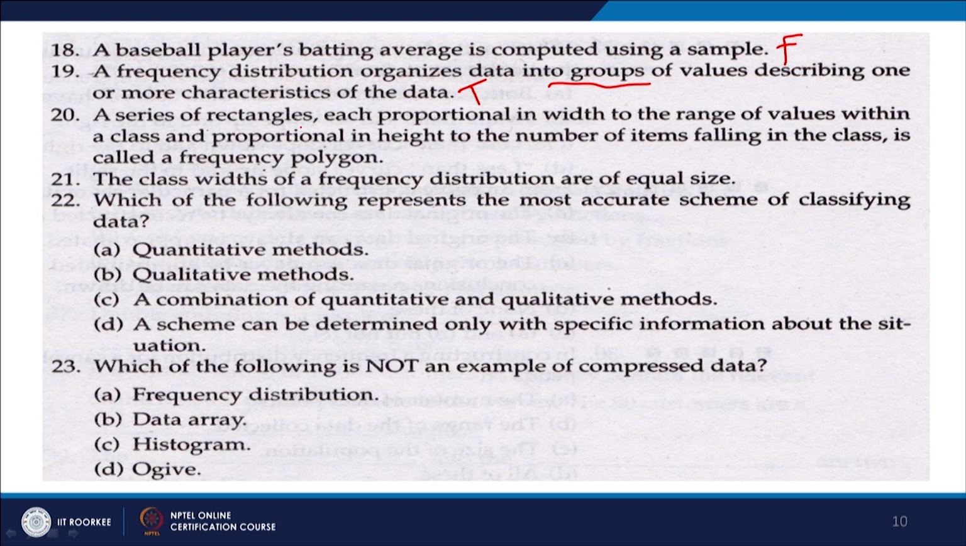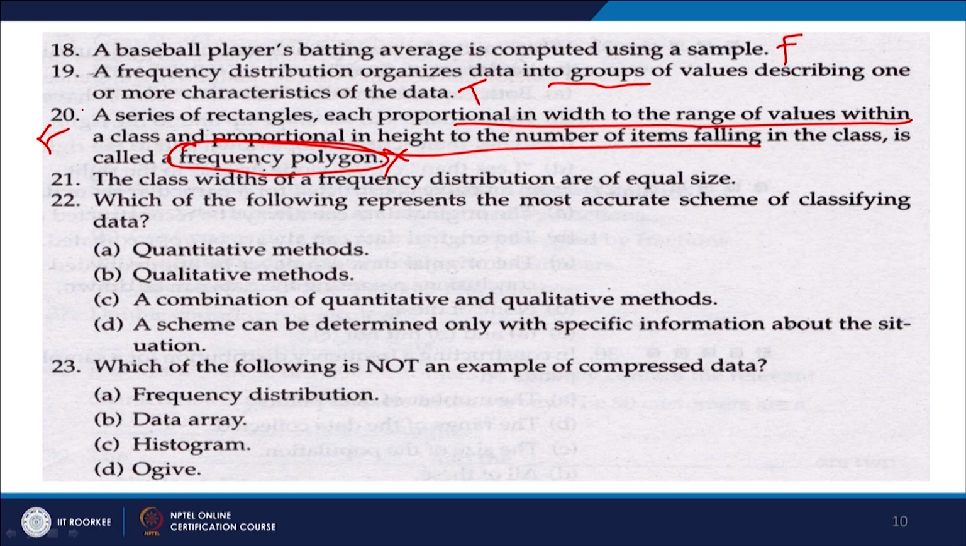A series of rectangles, each proportional in width to the range of the values within a class and proportional in height to the number of items falling in each class, is called a frequency polygon. Is it called a frequency polygon or some other thing? No, it is not called a frequency polygon, it is called a histogram, right. So, this is false.